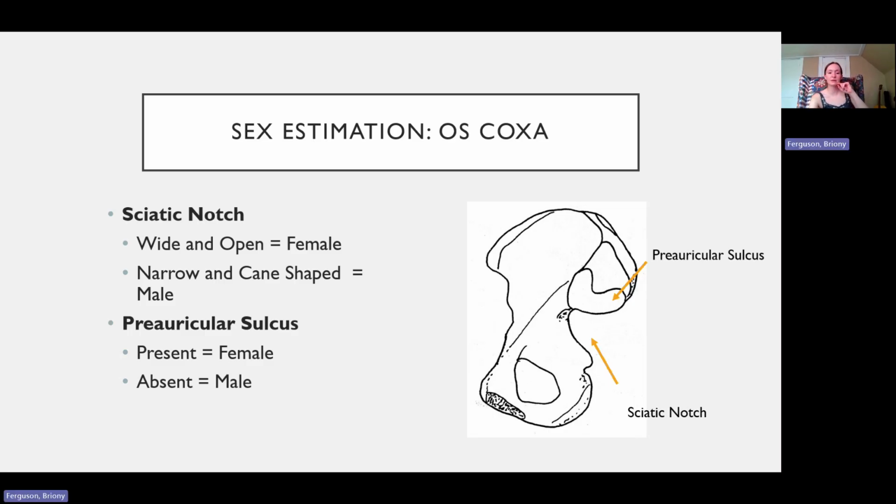You can also sometimes tell if it is female with the os coxa because around that preauricular sulcus, so maybe the preauricular sulcus is damaged, that isn't completely unusual, but sometimes there is a little bit of lipping right under that edge of the preauricular sulcus going around it. That lipping is only ever on women, only ever on biological females. Now, this is because it is an indicator that somebody has been pregnant.